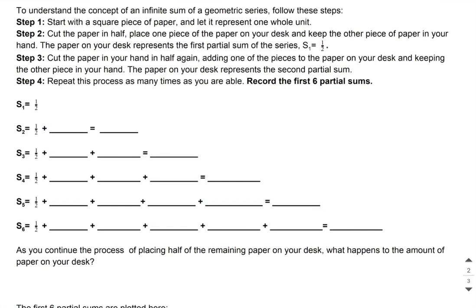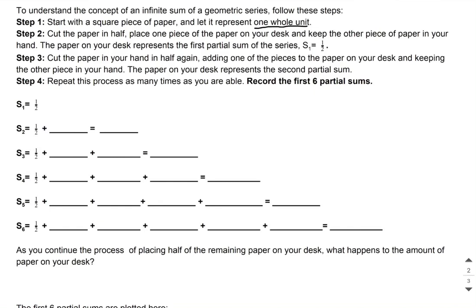Now we're going to do an example to show us what that limiting value means. What does that mean? So to understand the concept of an infinite sum of a geometric series, I want you to follow these steps. Step 1, get a piece of square paper. Take a regular piece of paper and make it into a square, and let that square represent one whole unit. Pause the video if you need to, get that paper out. That square is going to represent one whole unit.